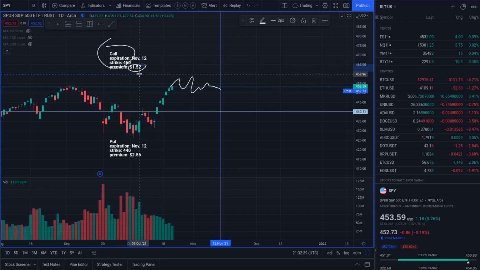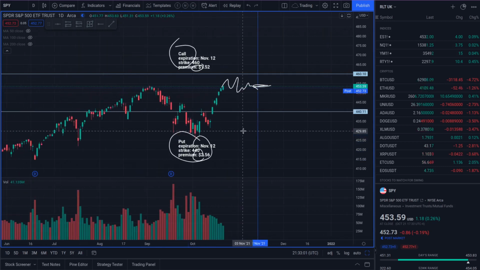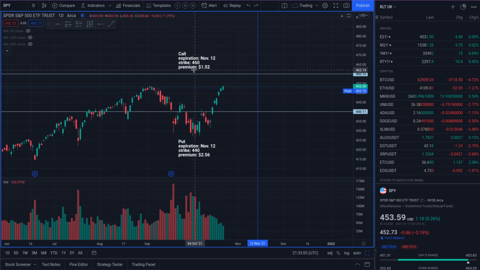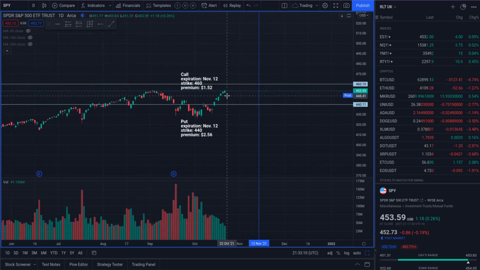You wasted $152. For this put, since the price is above the strike price of 440, this is also worthless, and you wasted your $256 per contract. So these are the two scenarios, and a lot of people think it's very attractive because risk reward is very, very high. But as we can see later, this might be a trap in some cases.